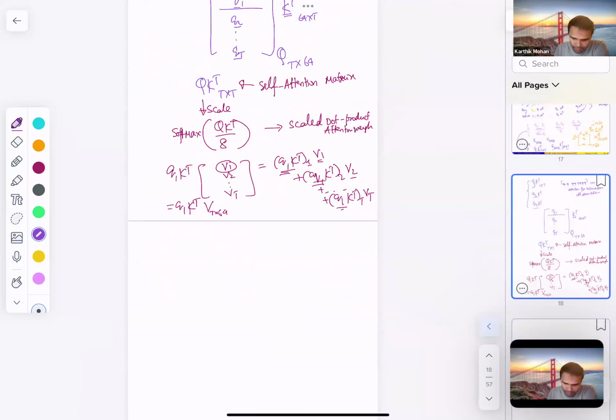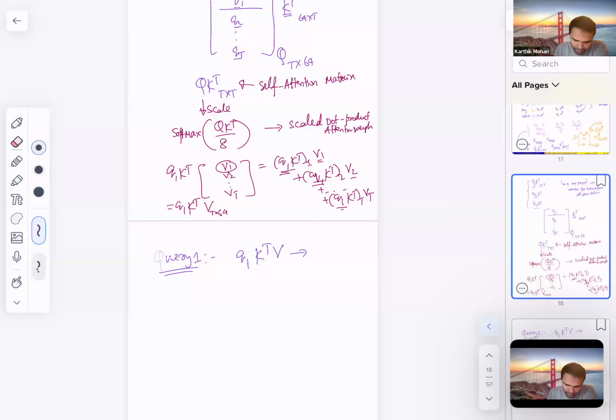So for query one, sorry, for token one, Q1 K transpose V is the Z1, right? Or actually, divide by 8 and softmax. So we didn't apply this. Okay. So this is the transformation of token one based on the attention weights with the scaled dot product attention.